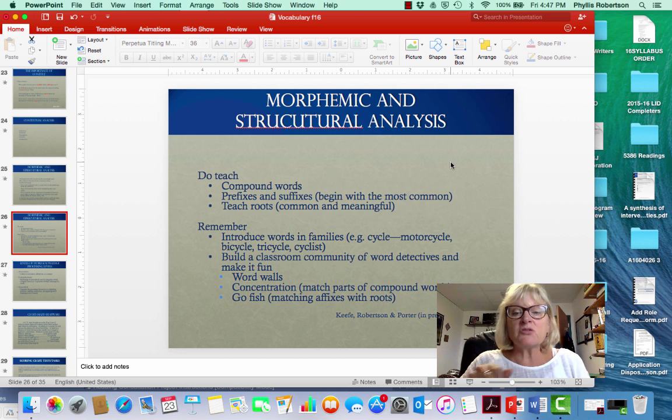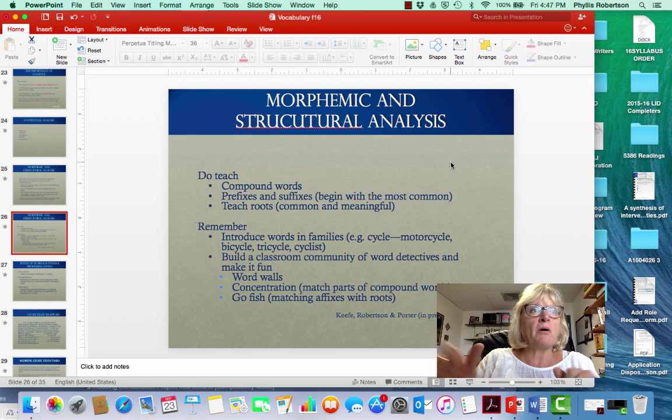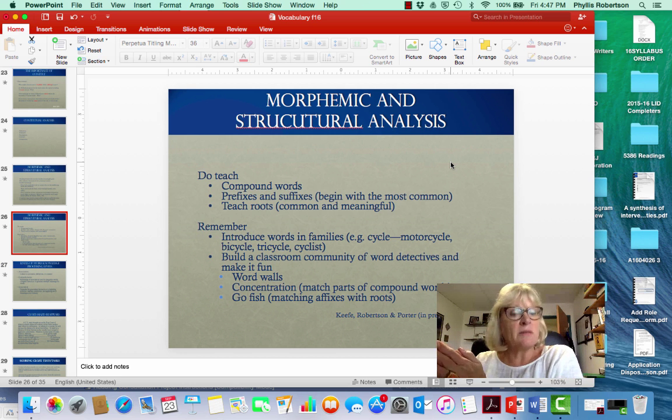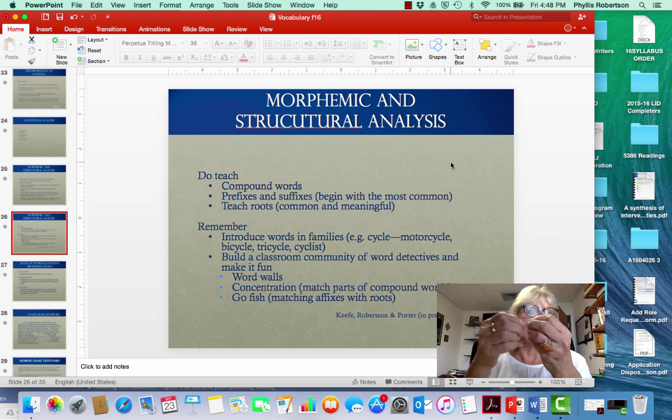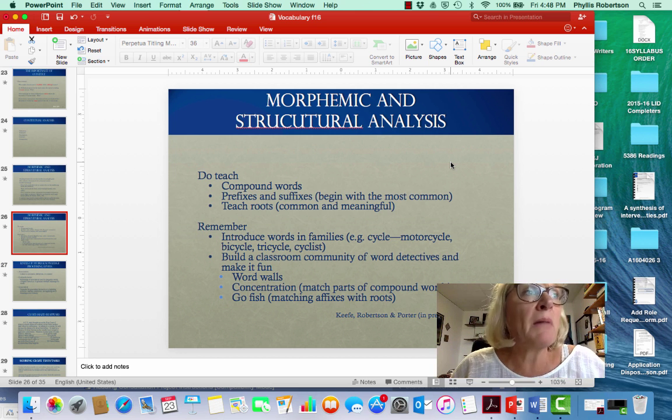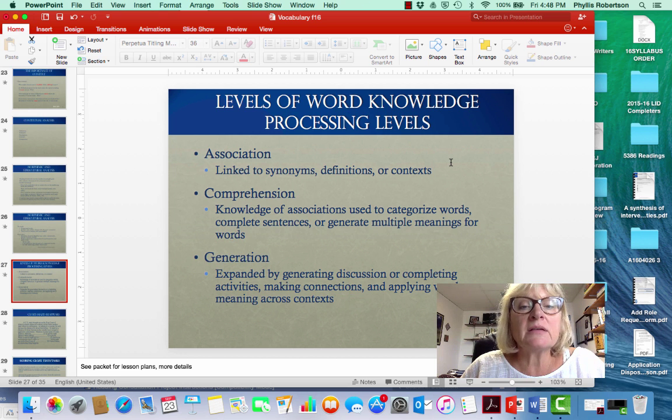You know, I can play concentration with compound word parts and see if I can find parts that match that would make a real word. And if they do, I keep it. And if not, I have to put it back down. Same thing with go fish. I can have affixes and roots. And if I make a draw and it makes a pair, then I get to set it aside in my hand. Lots of creative things I can do.